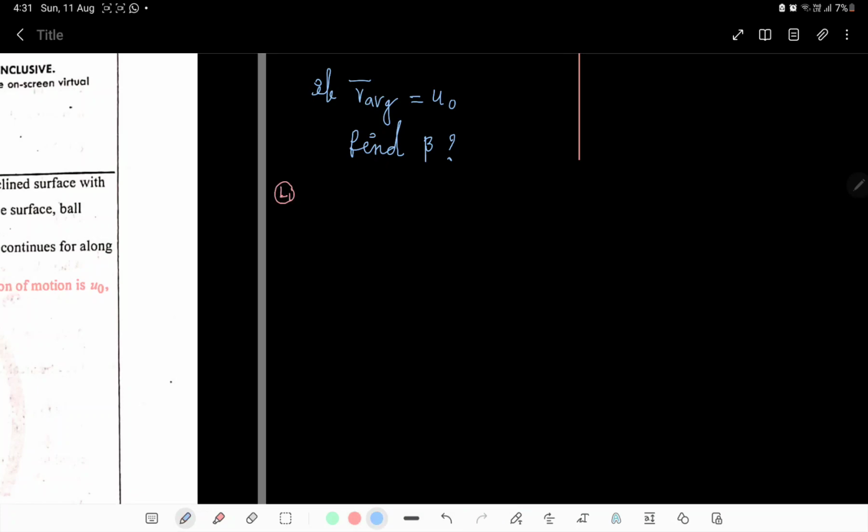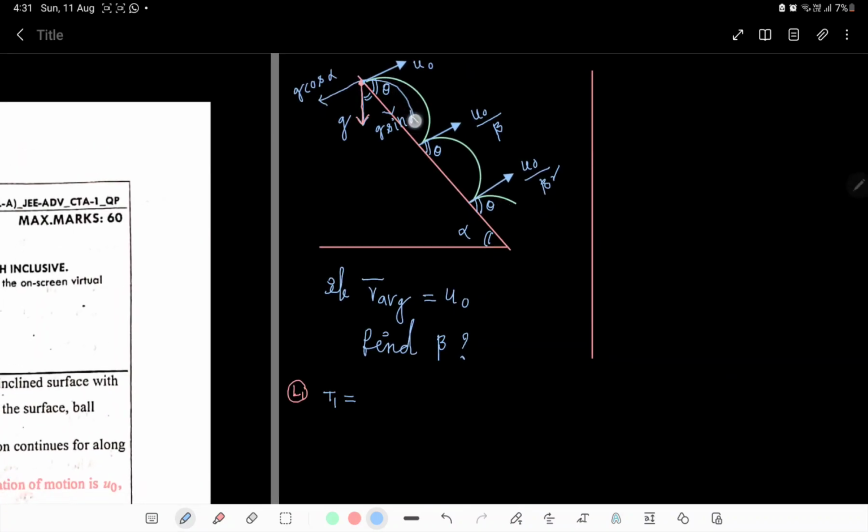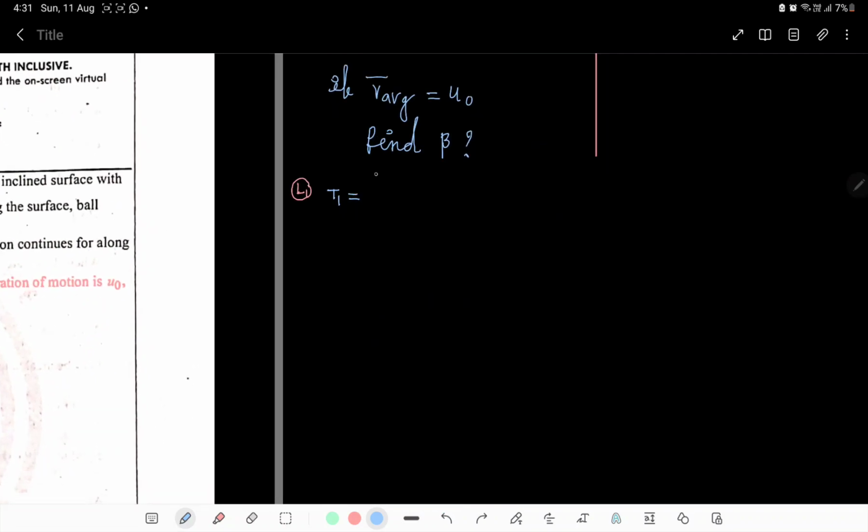You know that the average velocity formula can be written as total displacement by total time. We need to find out the total time first. For the first bounce, before hitting the surface, the time is t1. This t1 can be written as 2u sin theta by g cos alpha.